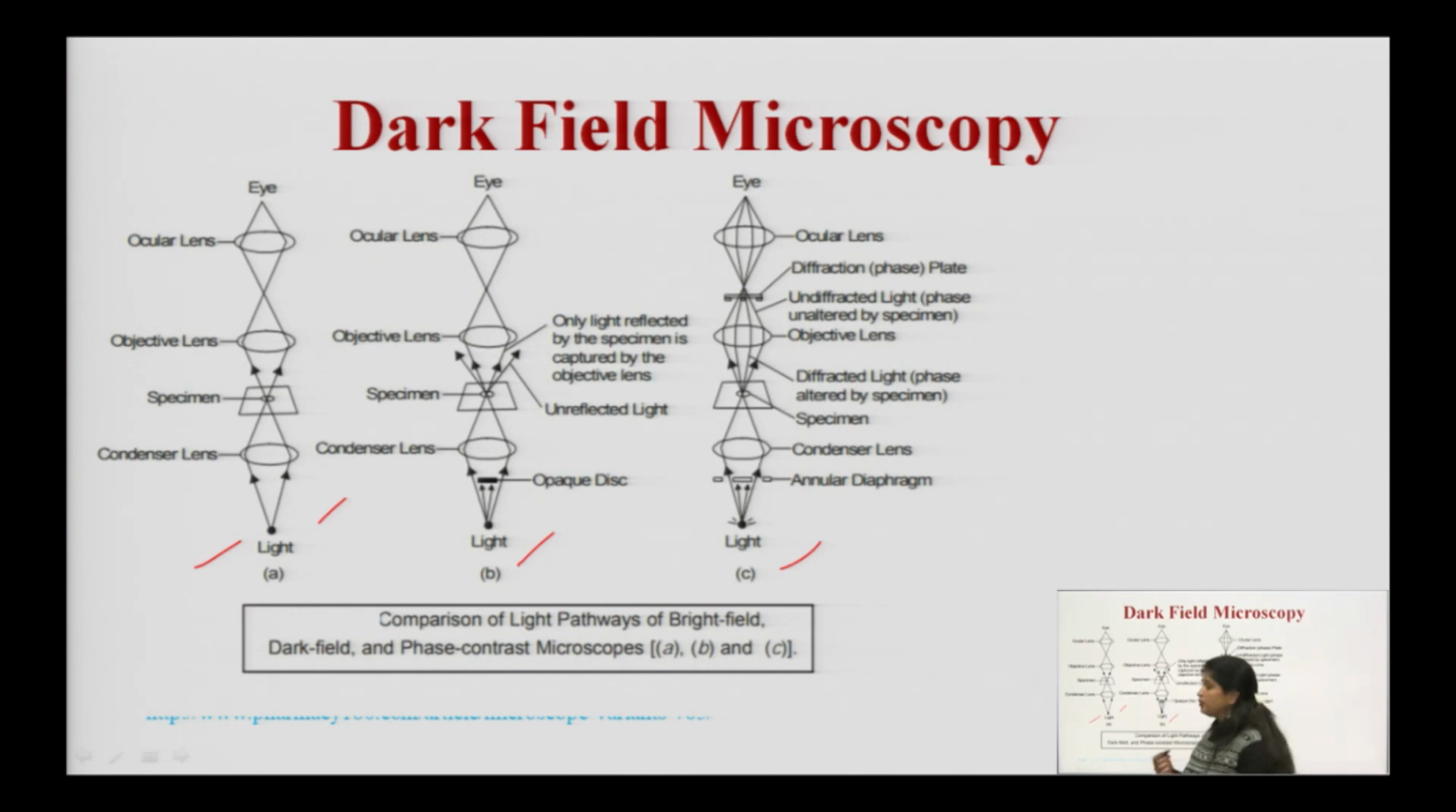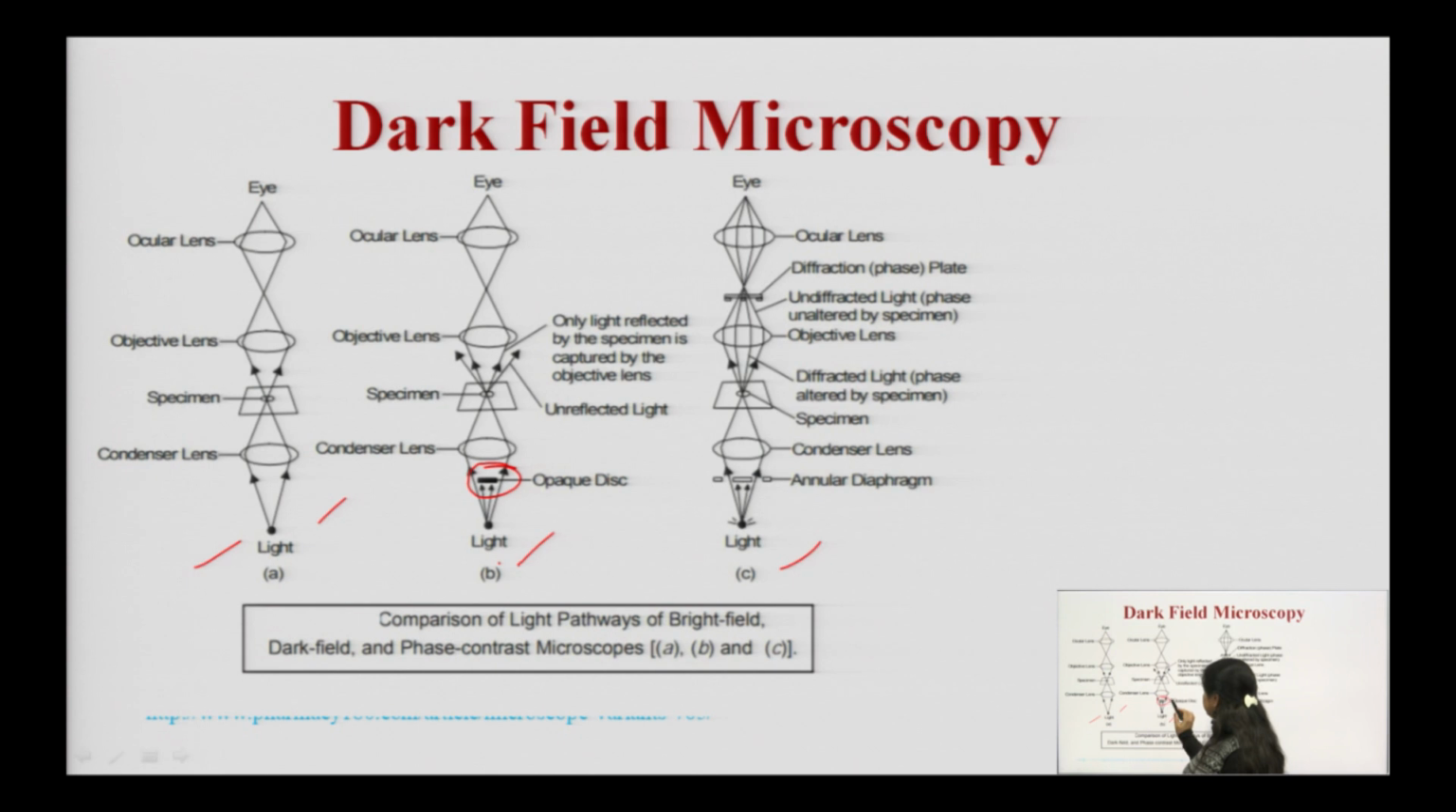Now, how is that going to happen? As you can see here, one opaque disc, an extra addition, was added before the condenser, below the condenser and above the light source. As you can see, there is a light source, a condenser lens, and a specimen. We place the specimen here, and from the specimen the light passes through the objective lens, reaches the eyepiece, and from the eyepiece we observe the sample.